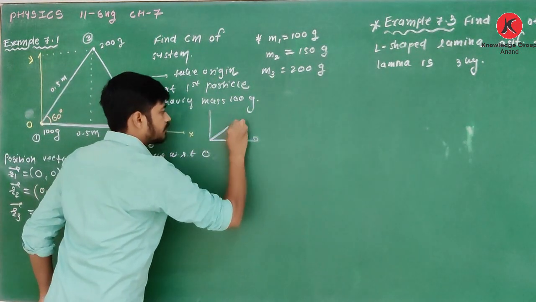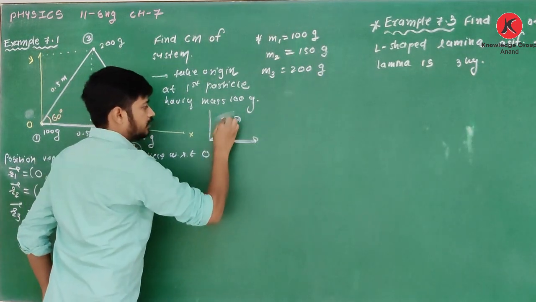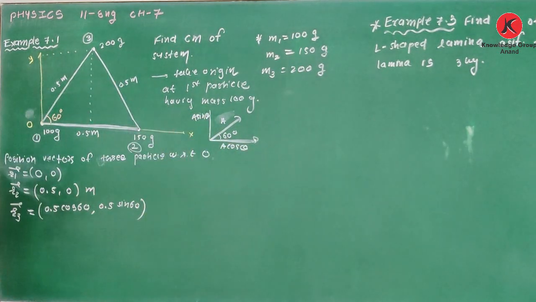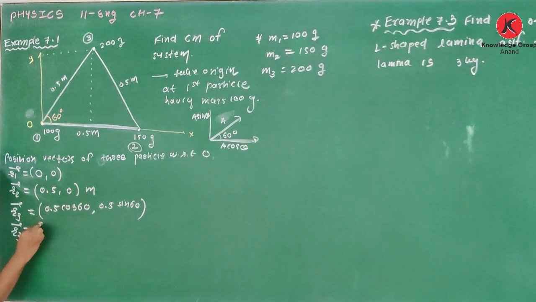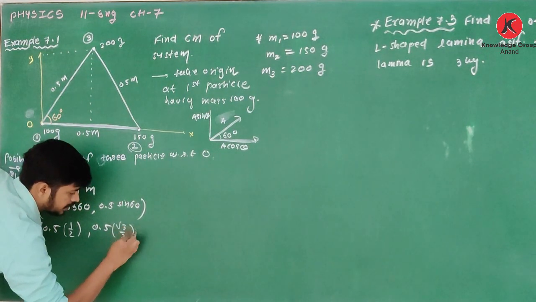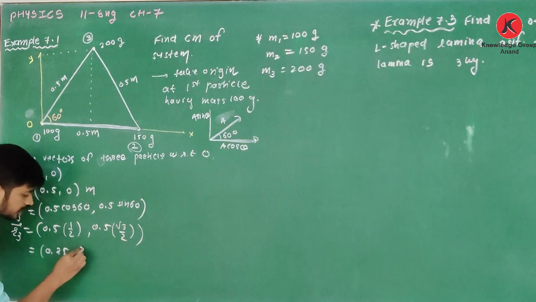If there is one vector A having magnitude 0.5 and it makes an angle of 60, then it has two components: A cos theta and A sin theta. Similarly, 0.5 cos 60, 0.5 sin 60. So R3 is equal to 0.5 cos 60, where cos 60 is 1 by 2, and 0.5 sin 60, where sin 60 is root 3 by 2. So 0.5 divided by 2 is 0.25, and here it is 0.25 root 3.